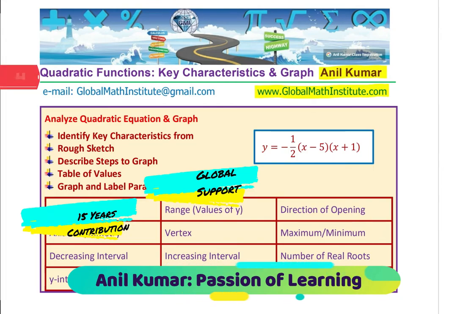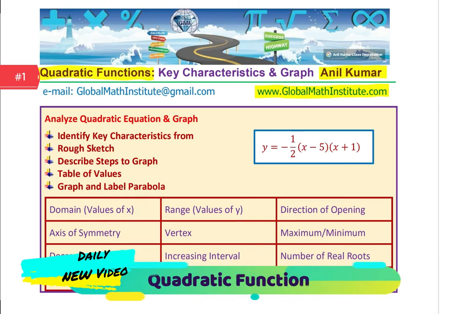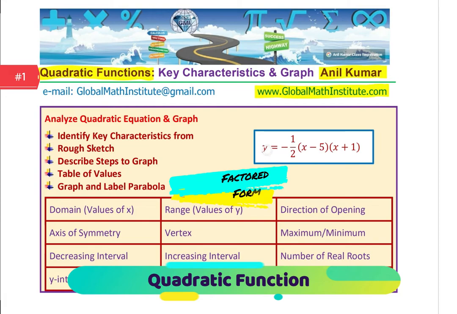In this video, we'll discuss quadratic functions. We have taken up an equation which is in factored form: y equals minus half times (x minus 5) times (x plus 1). We are going to look into the key characteristics and then graph this particular function.